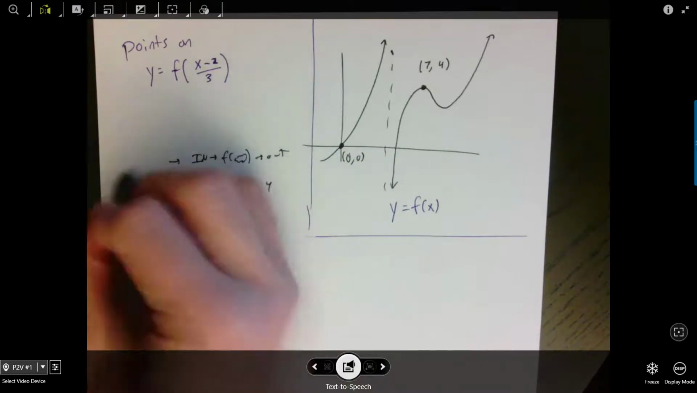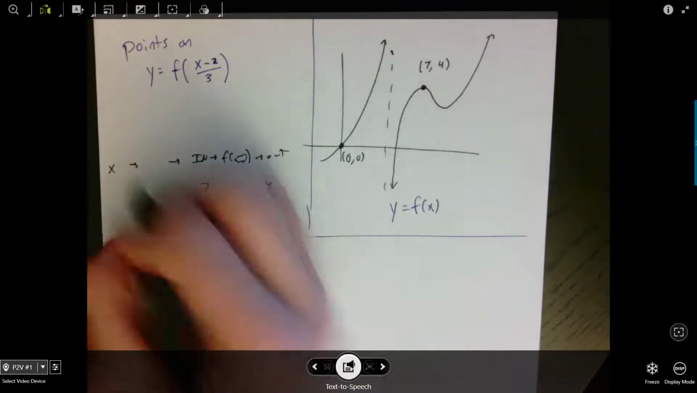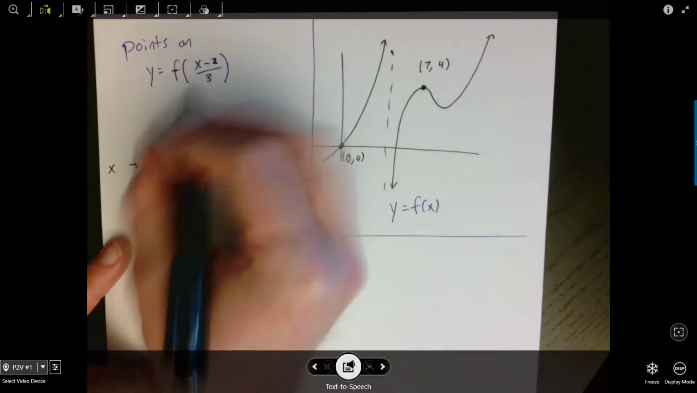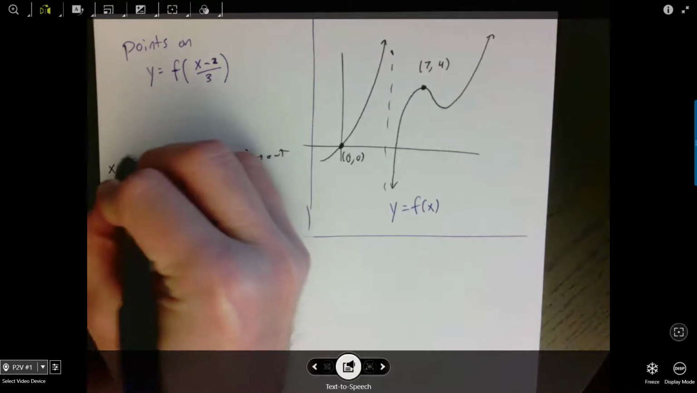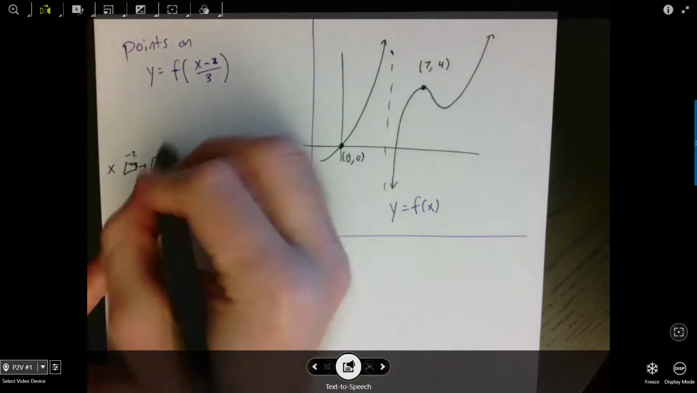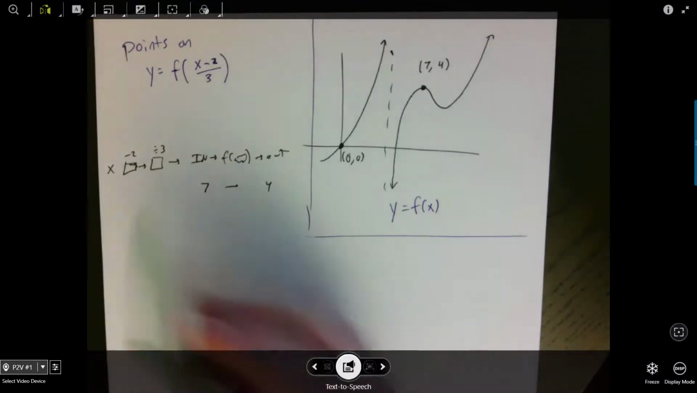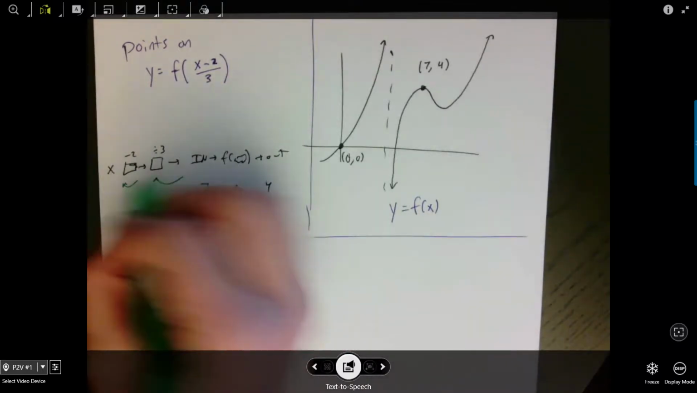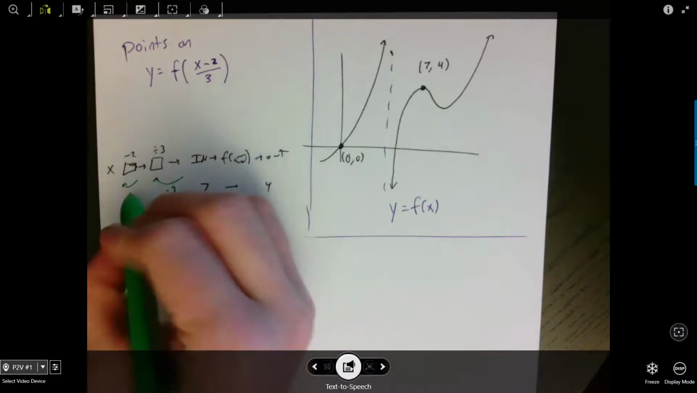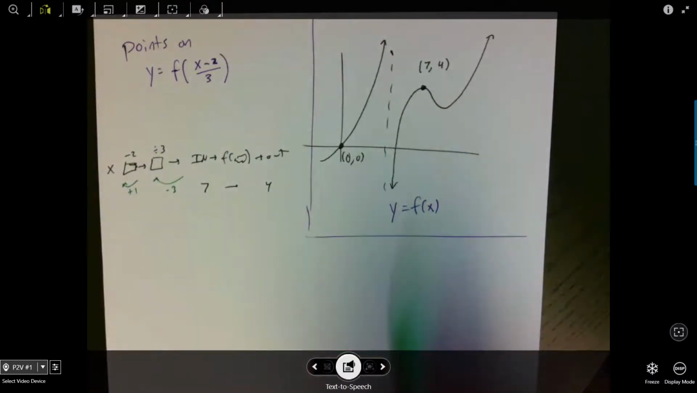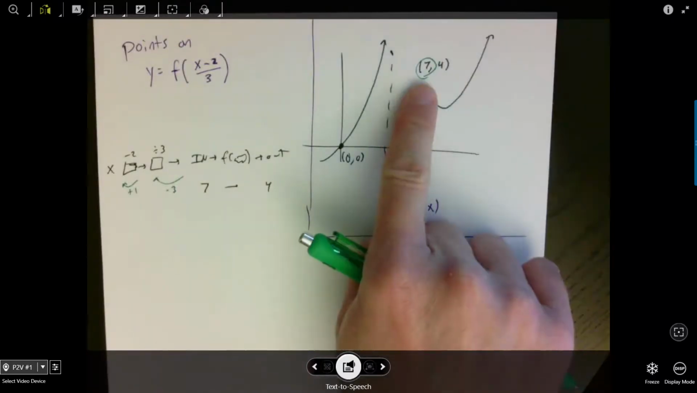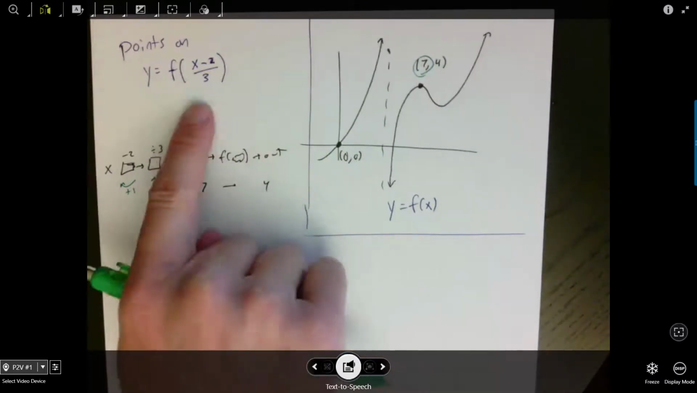What are we doing to x before that happens? We are first subtracting 2. Let's do that here. And then we are dividing by 3. So the transformations that are applying are the ones that happen in reverse order. So first we're multiplying by 3, then we're adding 2. So where does this point get mapped to by that transformation?